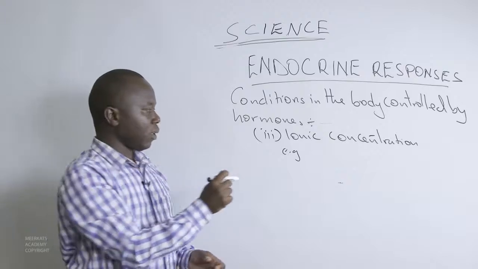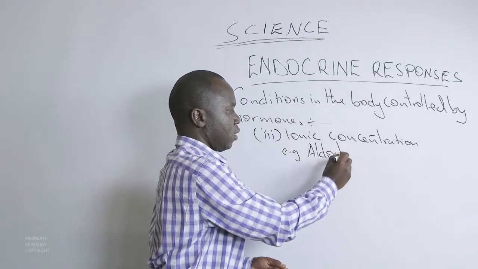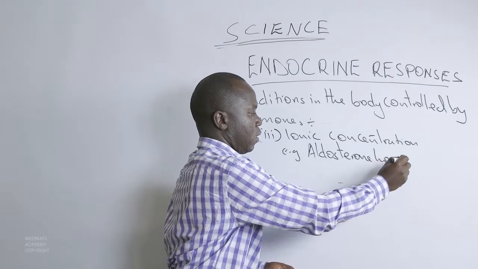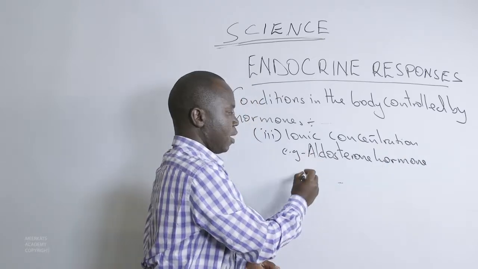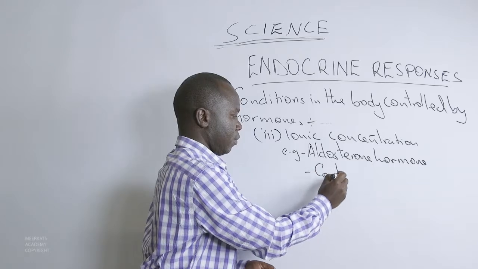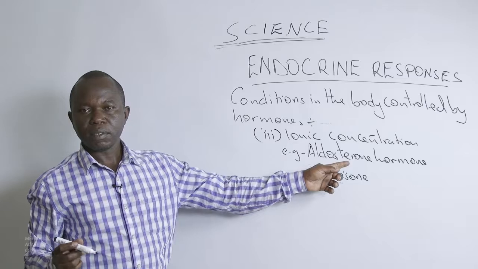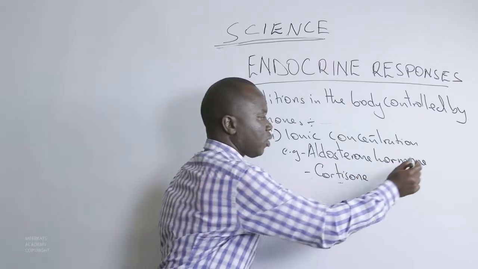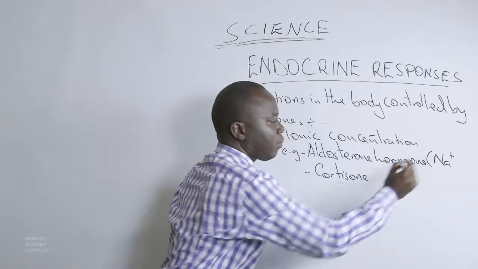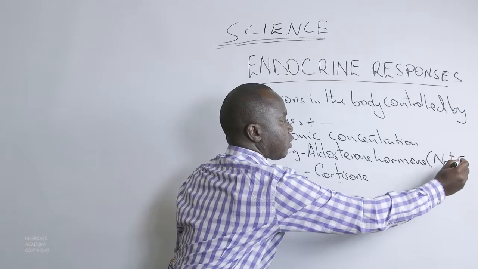Hormones involved will include aldosterone, as I've said, and another hormone called cortisol. Aldosterone is mainly involved in regulation of two kinds of ions. We have sodium ions and chloride ions.